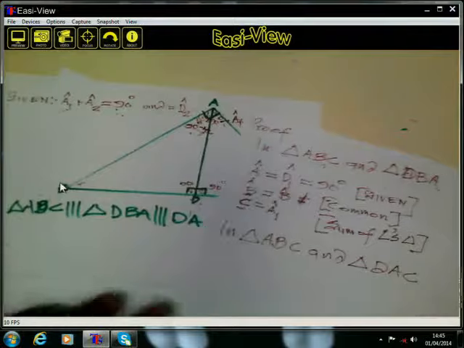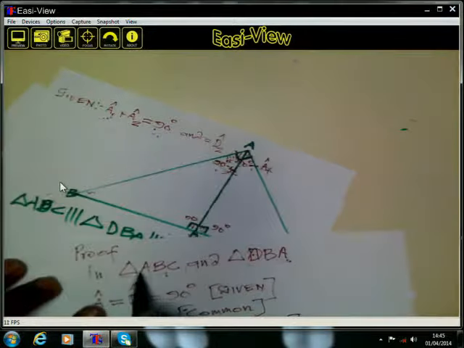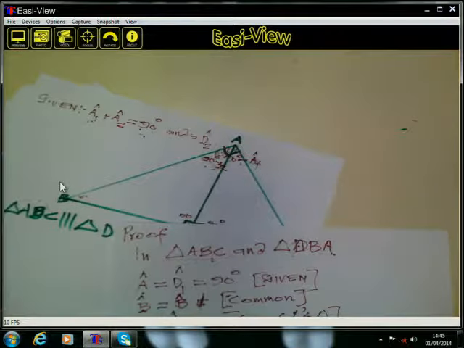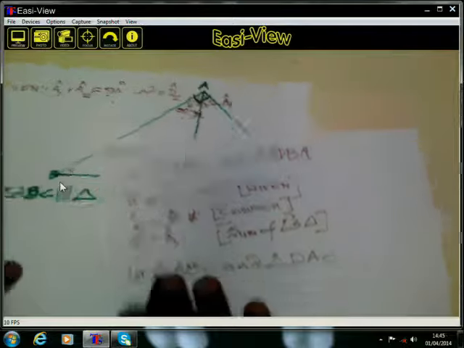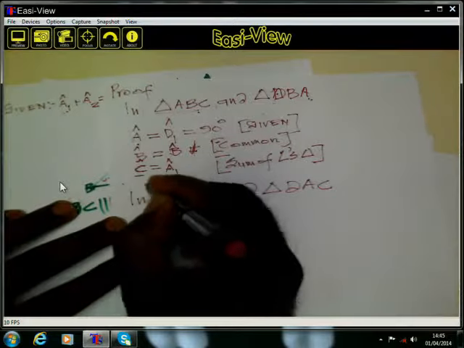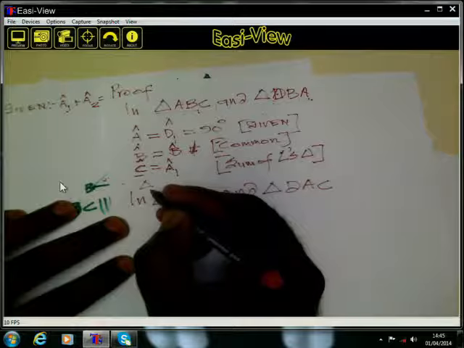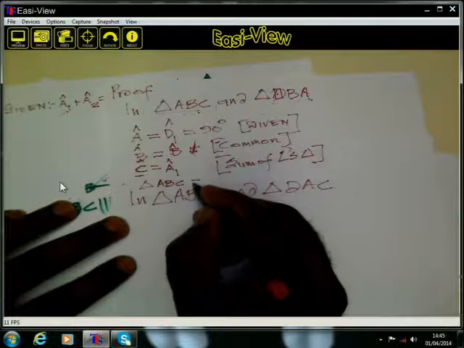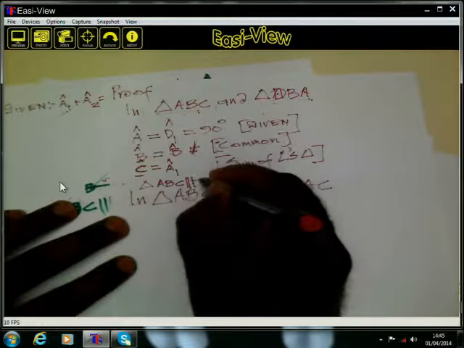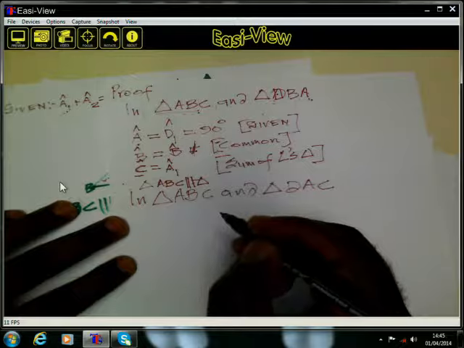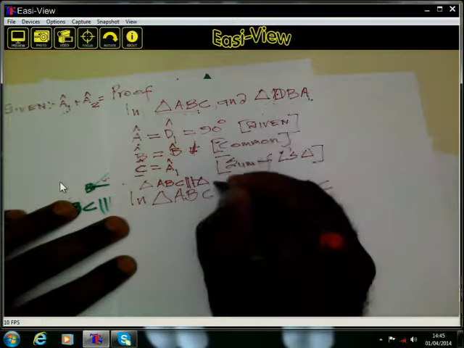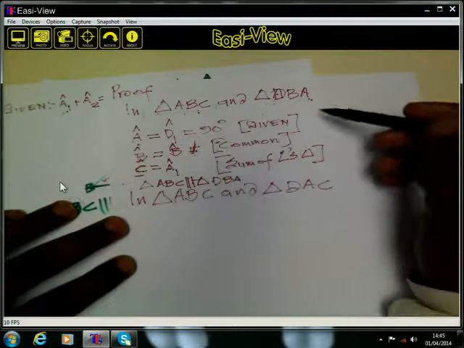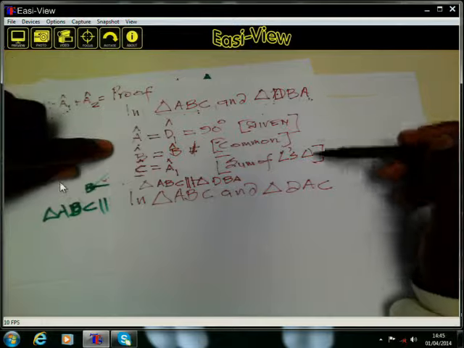Fine. So I've gone as far as this and that. Okay, maybe in closing this one, I should have said, therefore, triangle ABC is similar to triangle DBA. Why? Because we have established that in the two triangles, angles are equal.